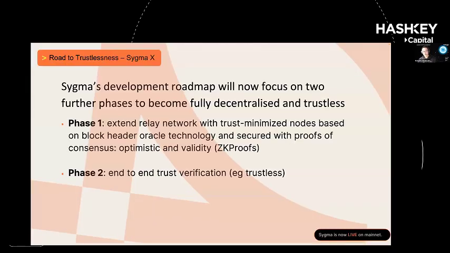I'm going to jump quickly to our road to trustlessness. Our development roadmap focuses on two further phases. One is extending our relay network with trust-minimized nodes, based on block header oracle technology. We are introducing an optimistic implementation as well as a ZK proof validity implementation. Our phase two will then become end-to-end trust verification.